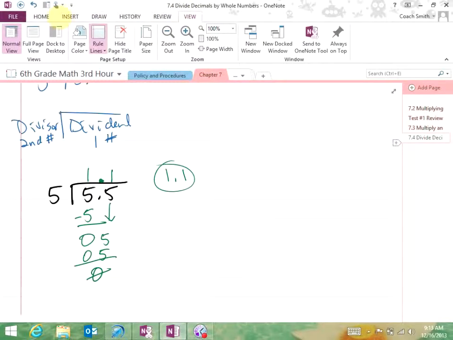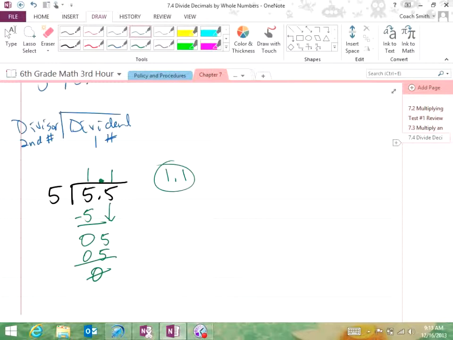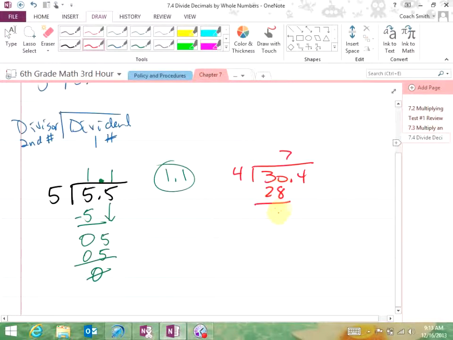Now, 4 into 30.4. 4 goes into 30 7 times, that's 28. Subtract those, remainder 2. Bring down your 4. Bring up your decimal. 4 goes into 24 6 times, that's 24. Remainder 0. So 7.6 is your answer.